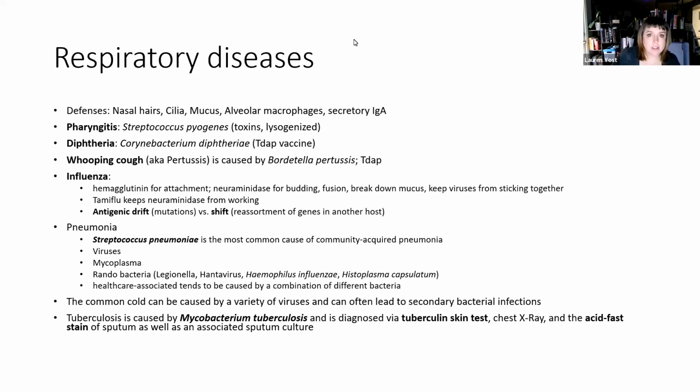That is it for the respiratory diseases. That's really quick. Yeah, let's move on to what is it next? GI. Chapter 22 is GI system. Yes.